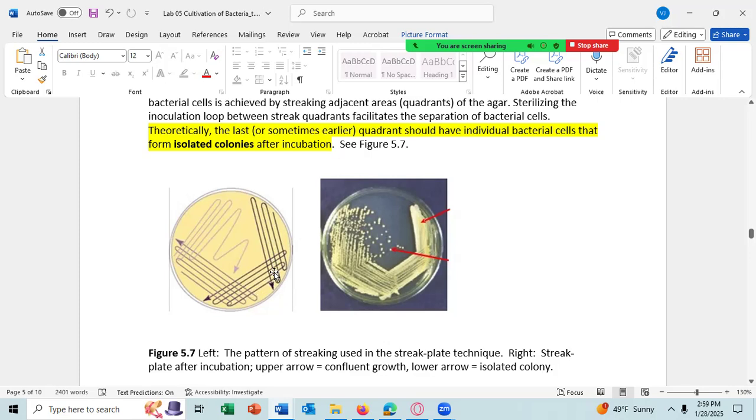And you should do it 3 or 4 times. This is doing it 1, 2, 3, 4, 5 times, a little more than you should. 3 or 4 times. Go into quadrant 2 and only come this far. Don't go to this section. Streak out quadrant 2, and it's only showing you 1, 2, 3, 4, 5 streaks. You should streak it out about 20 to 30 times in each quadrant, and then sterilize your loop.